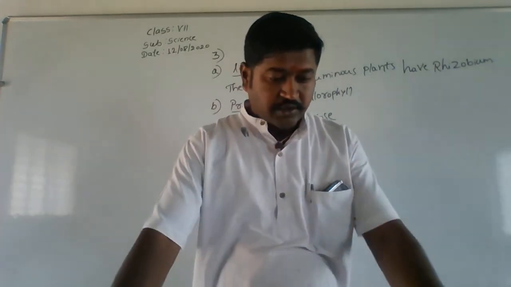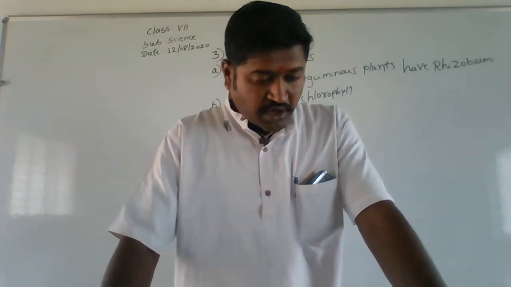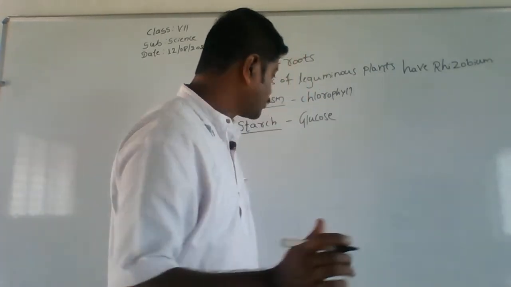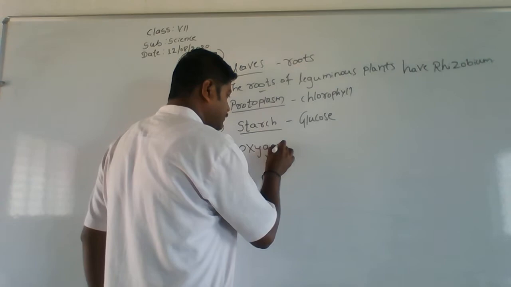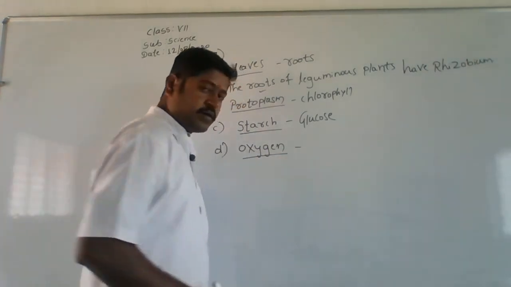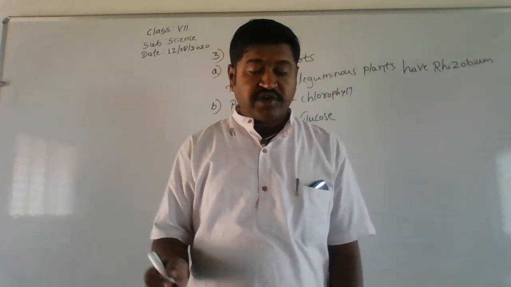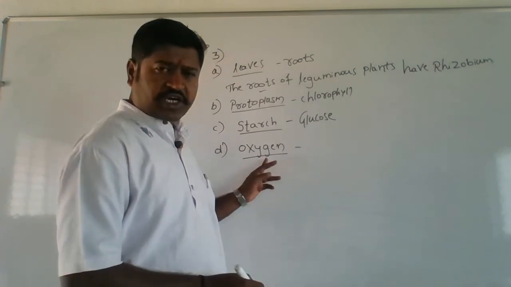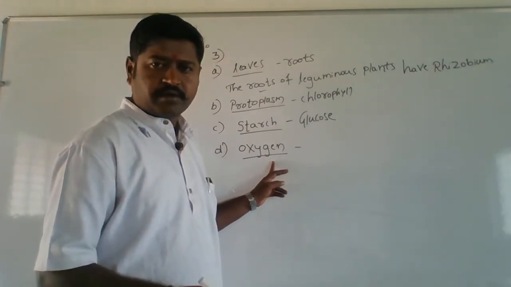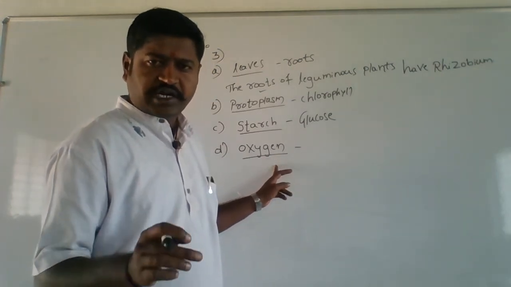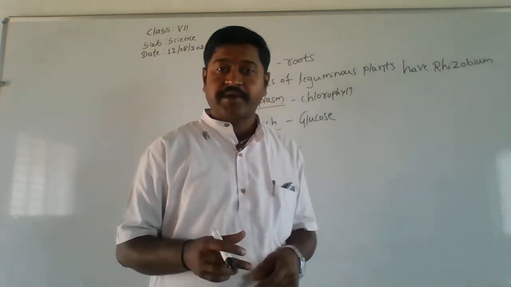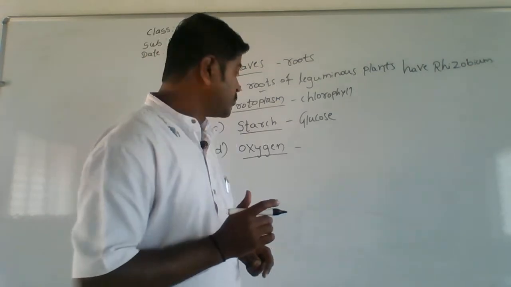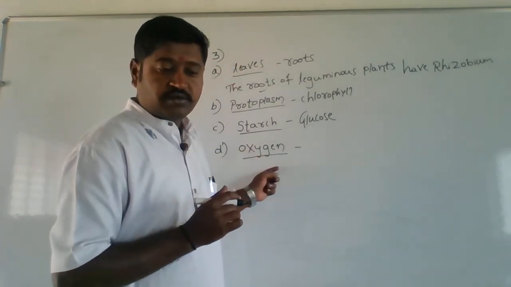What is that? D. Chlorophyll traps oxygen for photosynthesis. So they have given the underlined word as oxygen. Chlorophyll traps oxygen. Does chlorophyll trap oxygen? Let me ask you, does chlorophyll trap oxygen? No. What is chlorophyll doing? It is trapping sunlight. So instead of this oxygen, what do you have to write?